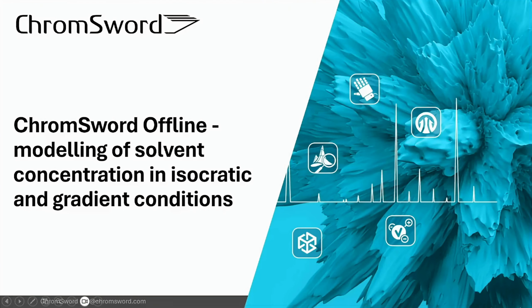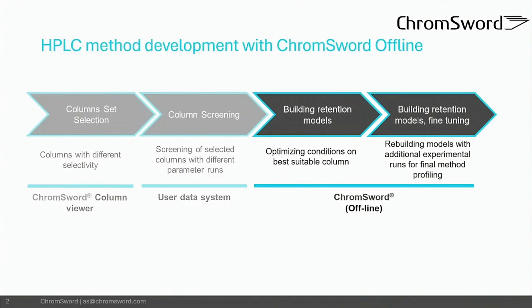In this video, we're going to talk about ChromSword Offline modeling and how to use ChromSword Offline for computer-assisted method development. This will include data importing, optimization of conditions, including different types of models, and how the models can be adjusted manually. If you haven't seen the introduction video to ChromSword Offline, make sure to watch it before continuing in this video. The link for the video is in the description below.